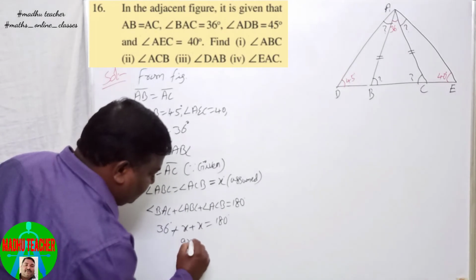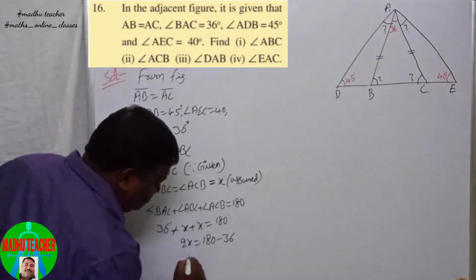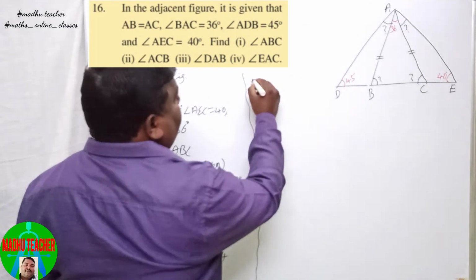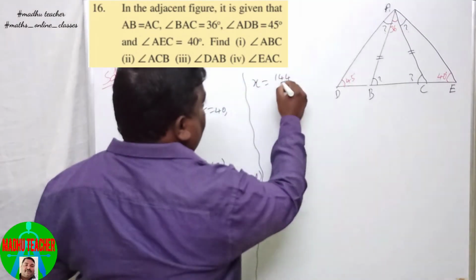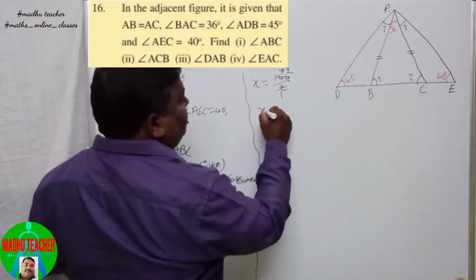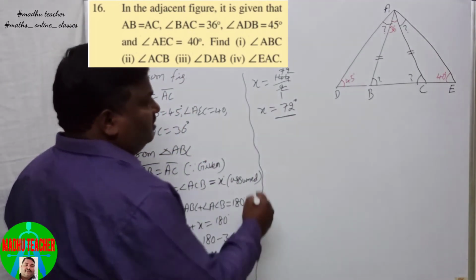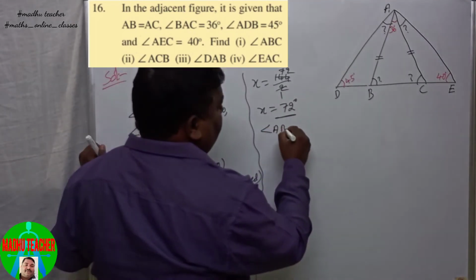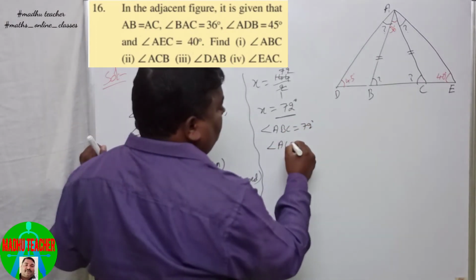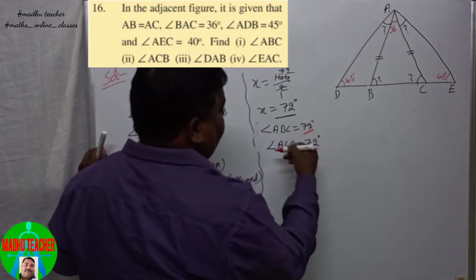x plus x, 2x equal to 180. Transposing 36 to the right side, 2x equal to 144. Therefore, x equal to 144 by 2. 2 ones are 2, 7 twos are 14, 2 twos are 4. x equal to 72 degrees. So that means angle ABC equal to 72 and angle ACB equal to 72 degrees. We got the first and second.